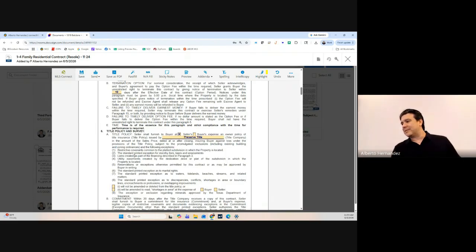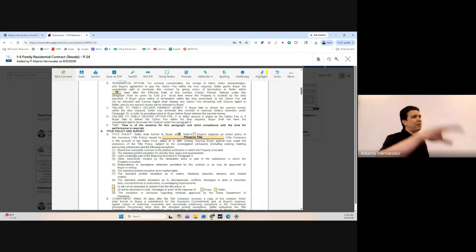Now, when we get to 8, the standard printed exception as to discrepancies, conflicts, shortages in area or boundary lines, encroachments or protrusions or overlapping improvements, will not be amended or deleted from the title policy, or will be amended to read shortages in area at the expense of either the buyer or the seller. Who knows what that means? Don't feel bad. I could ask most of this office and they still wouldn't know what that means either. This little section confuses people more than anything else.